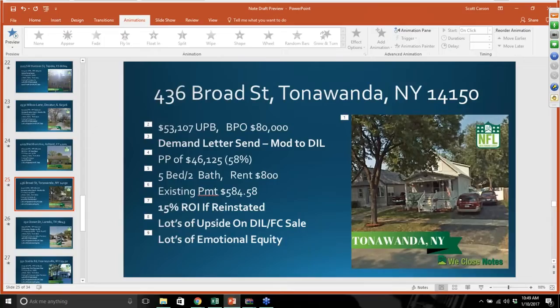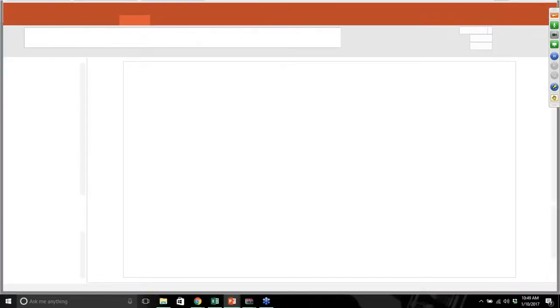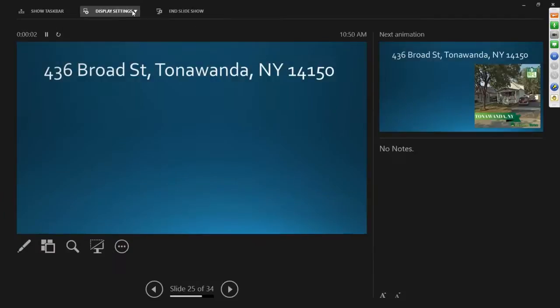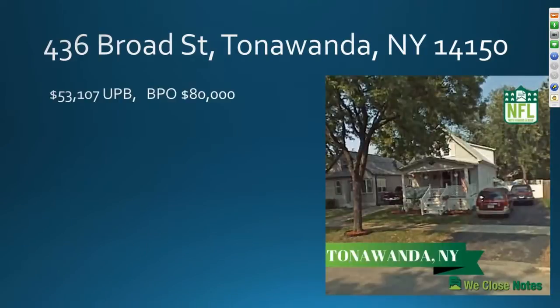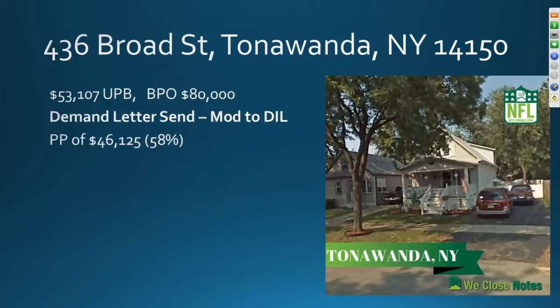There is no equity on this one. Okay. So it's an active foreclosure. They do have a demand letter sent on the start. So foreclosure has been started. They sent the demand letter out. So you're picking up at 58% of the BPO.